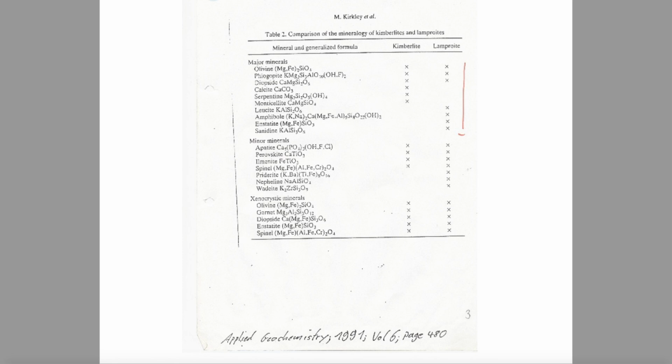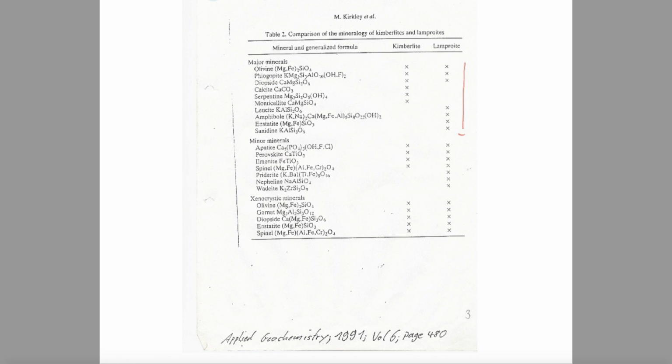But in the kimberlite, we can also find calcite, serpentine, and monticellite, which is a calcium-bearing olivine. Compared to that, in the lamproite, we can find leucite, amphibole, enstatite, and sanidine, which do not occur in a kimberlite. Then the minor minerals, in both of them, you have apatite, perovskite, ilmenite.